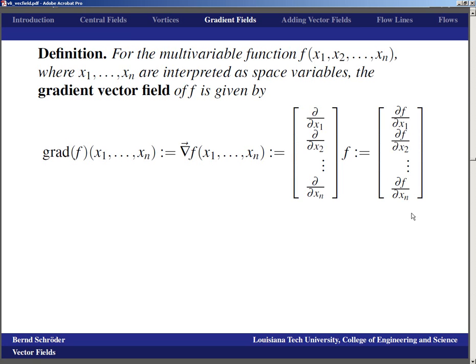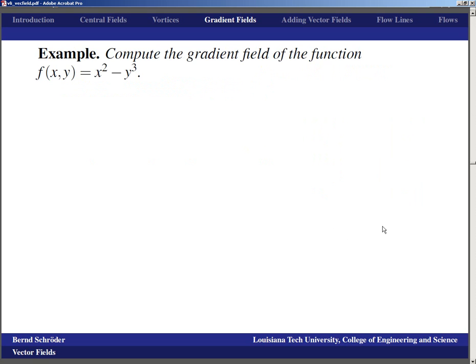Great. The interesting thing is that gradient fields have great physical relevance, so we're going to explore the operator, as well as one physical context, namely the gradient field that is the electrostatic field, in more detail. As an example, compute the gradient field of the function f of x, y being x squared minus y cubed. Well, that's just a straight computation.